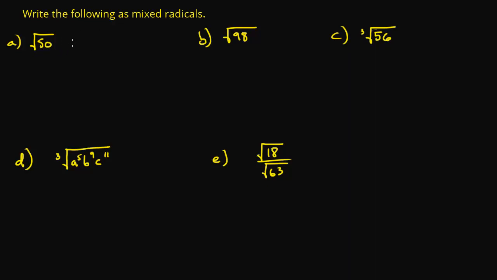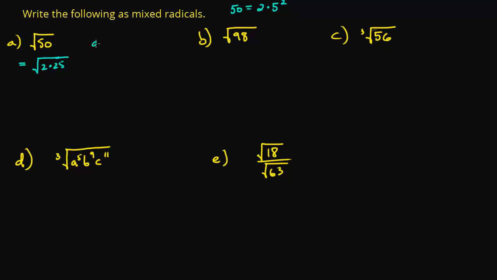An easy way to do this is to prime factor 50. I can rewrite 50, well that's equal to 2 times 5 squared. So 50 prime factors into 2 times 5 squared. So I know that 5 squared is a perfect square. So I can rewrite the square root of 50 as the square root of 2 times 5 squared, which is 25.